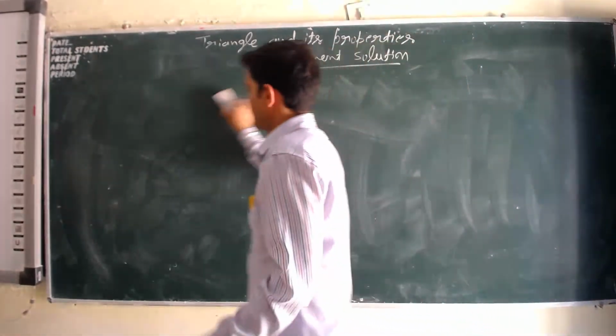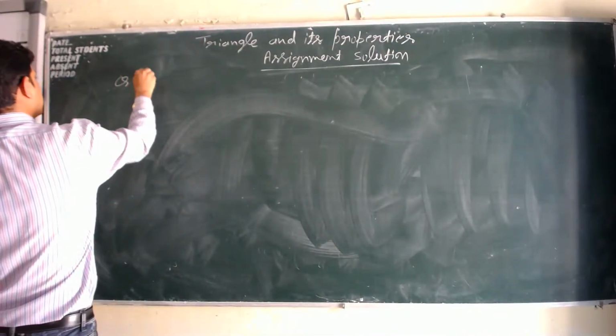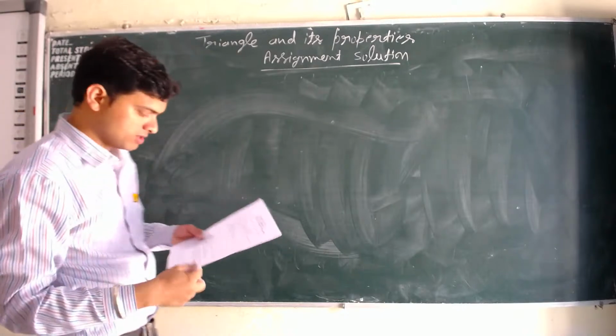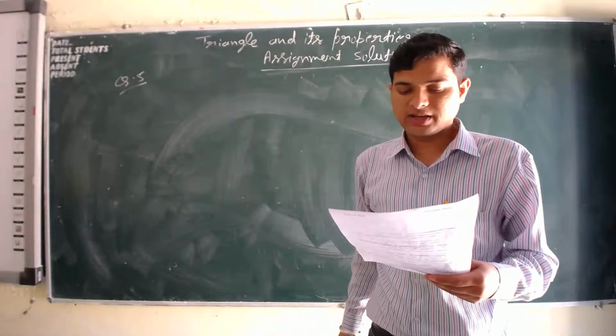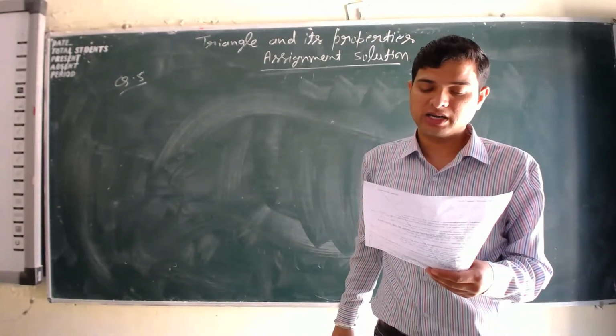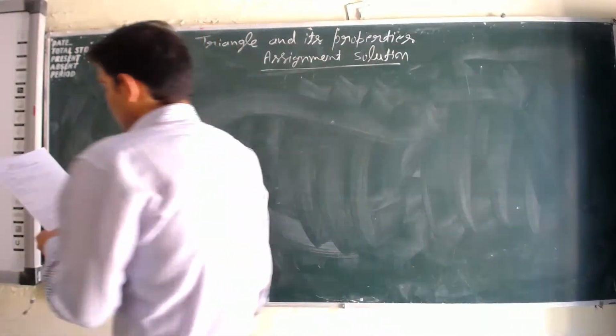Next is question number 5. Question number 5 is very simple. The lengths of two sides of a triangle are 7 centimeter and 13 centimeter. Between what two measures should the length of the third side lie?